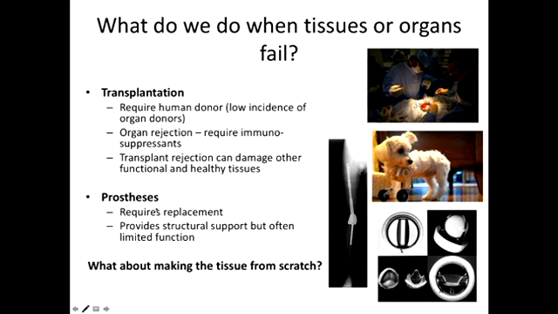So the other option is to generate prostheses. And so they're often a replacement, and they often provide structural support, but they're not a biological replacement, and they also don't necessarily give you full function. So there are some examples here of a prosthetic knee joint, and we've got a heart valve here, and we can make prostheses for all sorts of critters.